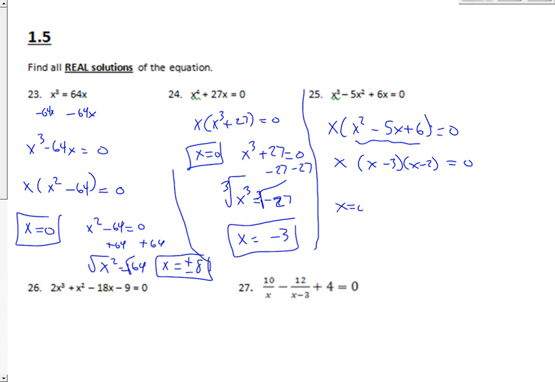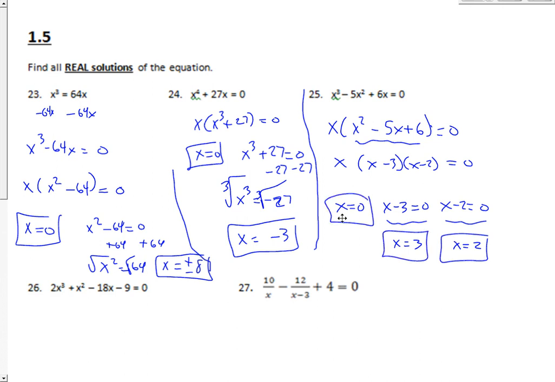I set each one equal to 0. X equals 0, x minus 3 equals 0, and x minus 2 equals 0. For this x minus 3, I'm going to get x equals 3. For x minus 2, I get x equals 2. So I get 2, 3, and 0.